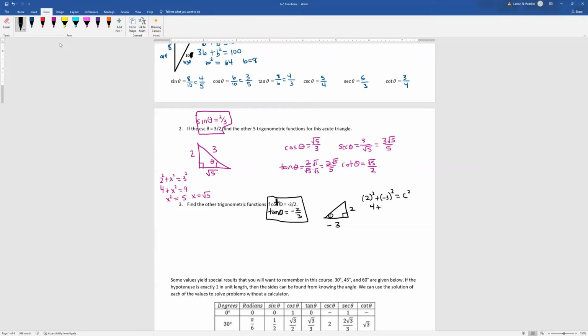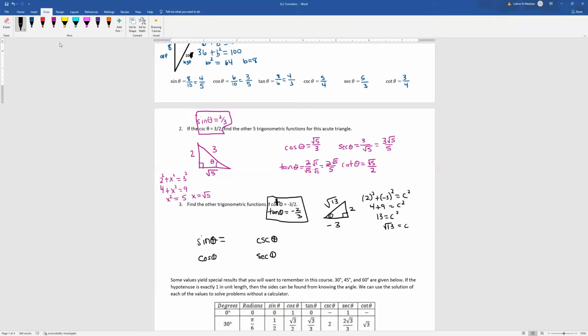So that's 4 + 9 = c squared. That's 13 = c squared. So square root of 13. So we need sine and cosecant. And we also need cosine. Oops, I'm drawing theta and it's supposed to be phi. And secant.